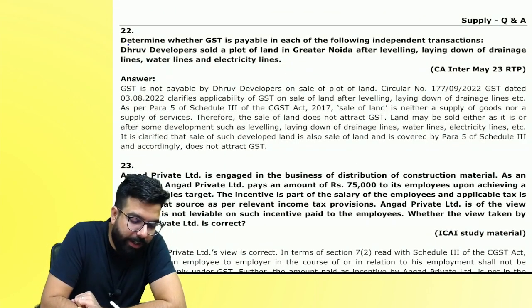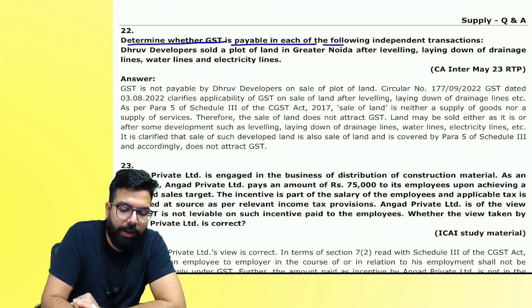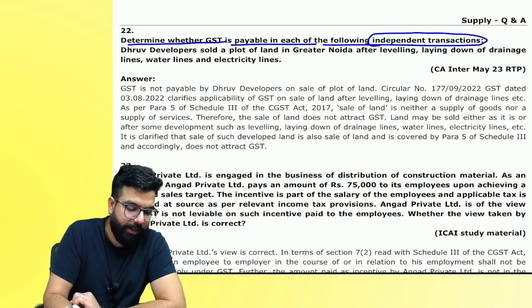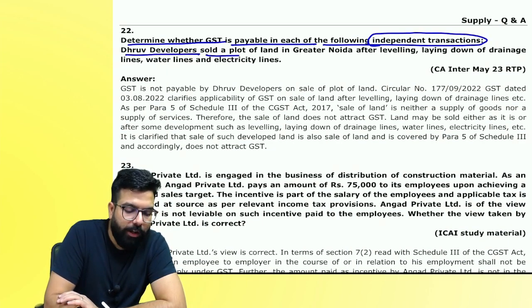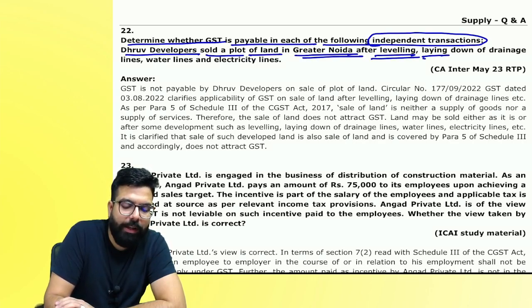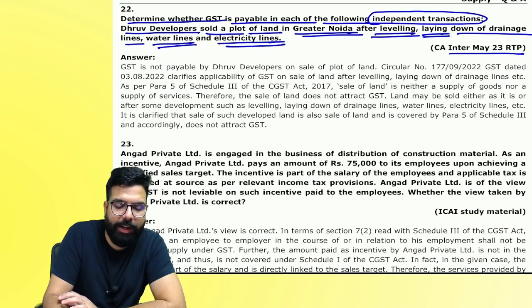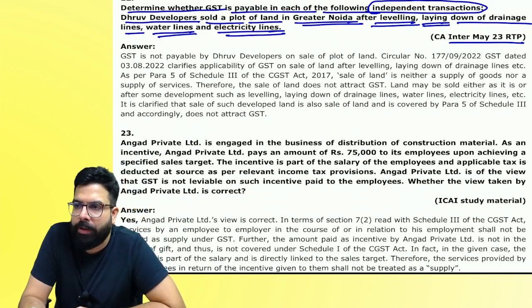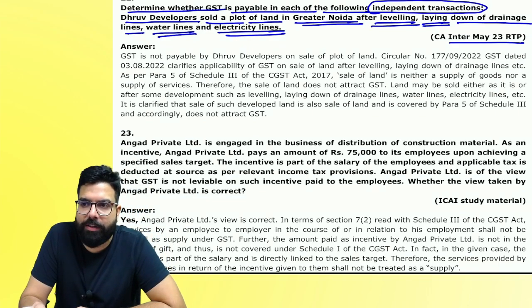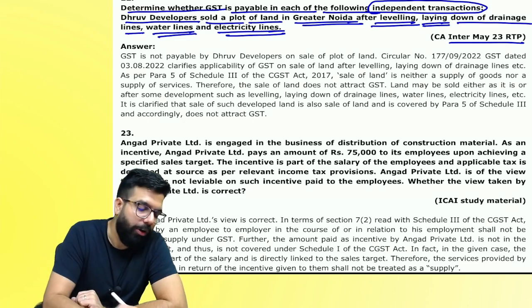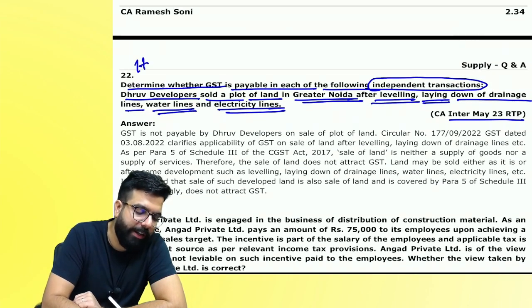Next. Determine whether GST is payable in each of the independent transactions. Dhruv developer sold a plot of land in Greater Noida after leveling, laying drainage pipeline, water lines, and electric lines. May 23 RTP. What do you think, everyone? No GST. That is also neither supply of goods nor supply of services. You have to practice this question. Write it as homework, everyone.